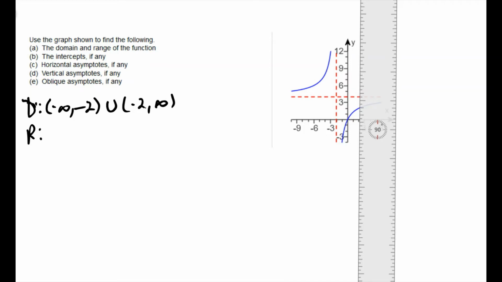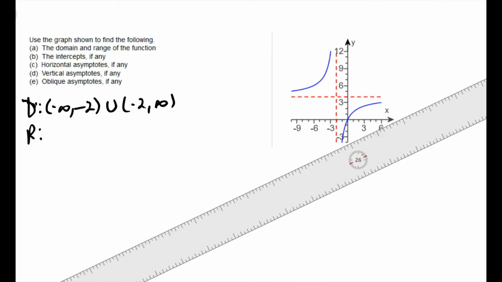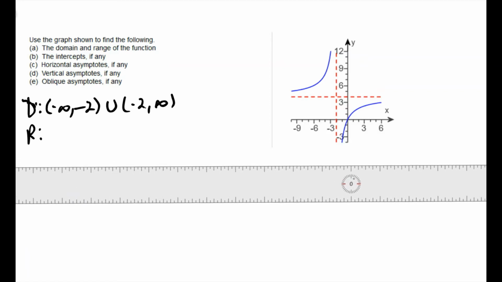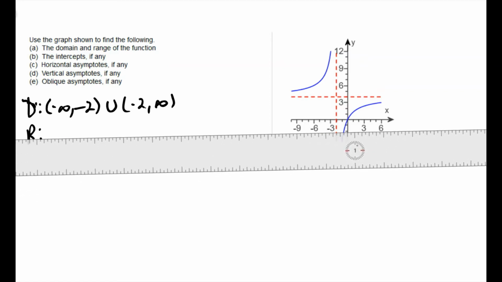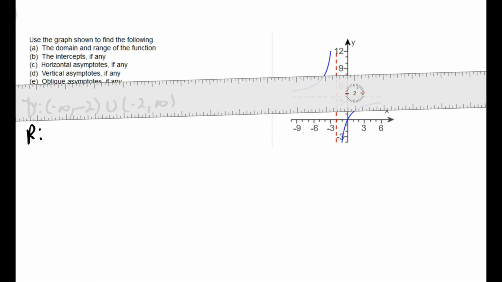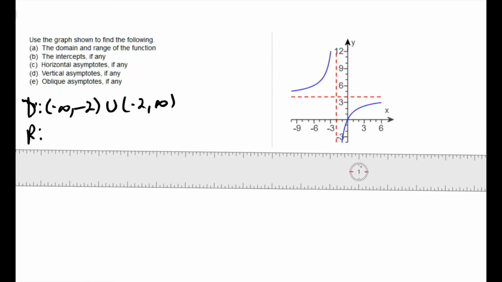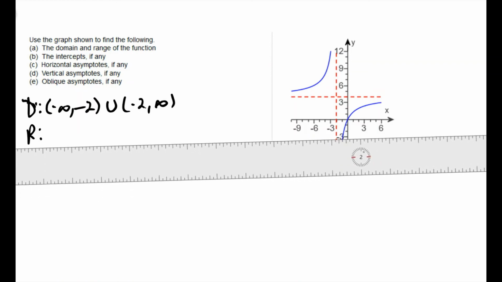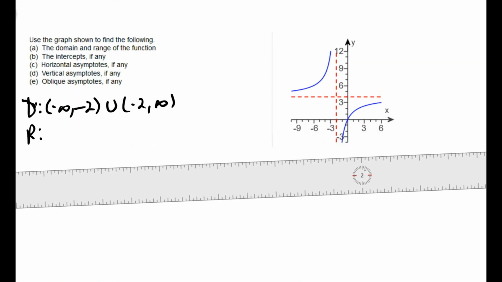Then we want to find the range. So to find the range, we want to hold our pencil or our ruler horizontally. We're holding it horizontally because that's running across the Y scale, which is what the range is. So we're going to go from bottom to top. So we start hitting the graph at negative infinity.